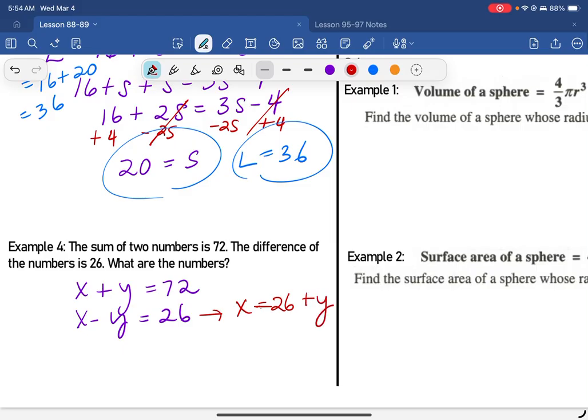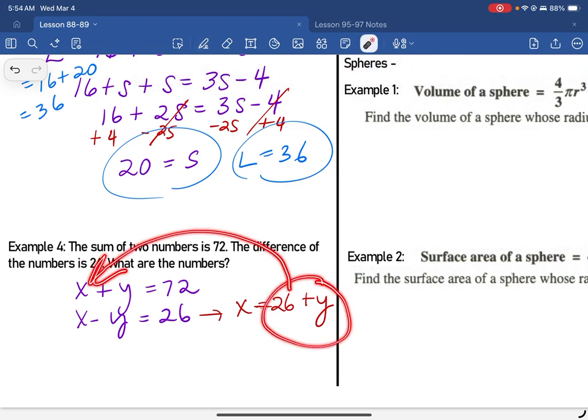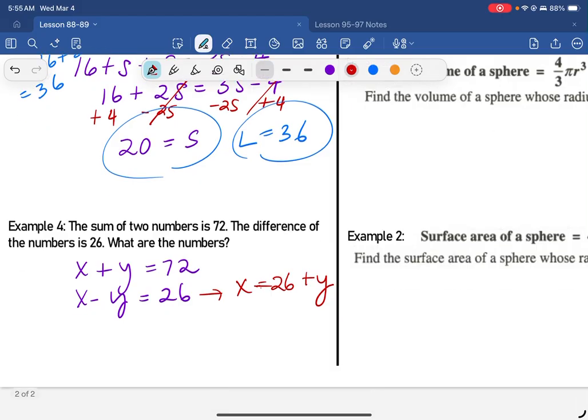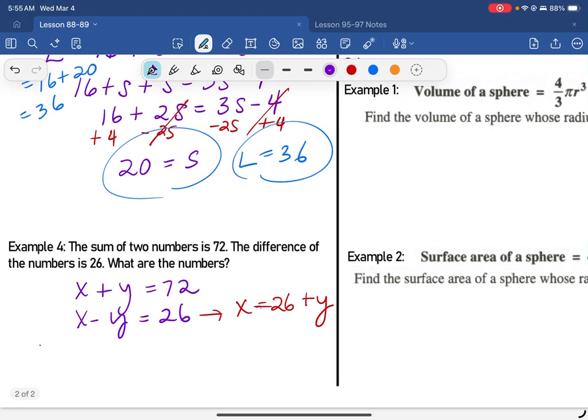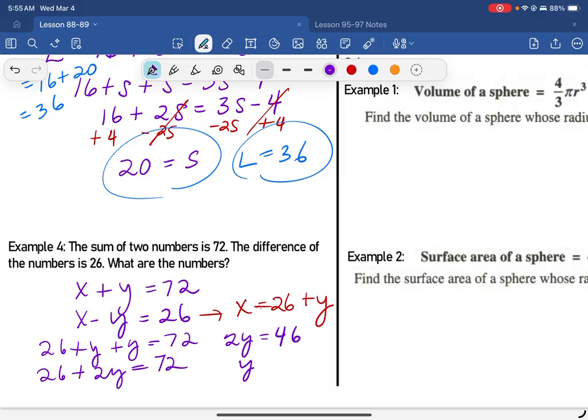And then I'm going to substitute this in for x up here. So we have 26 plus y equals 72. And then I have 26 plus 2y equals 72. And then I'm going to subtract that 26 from the 72, which is 46. So we have 2y equals 46. Divide by 2 to find that y is 23.